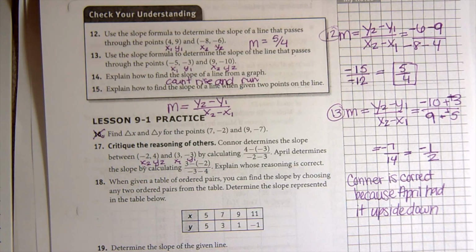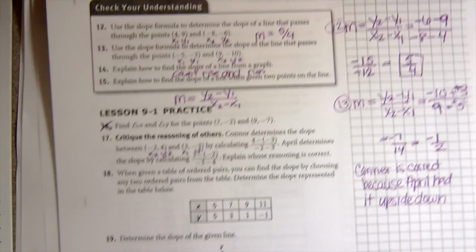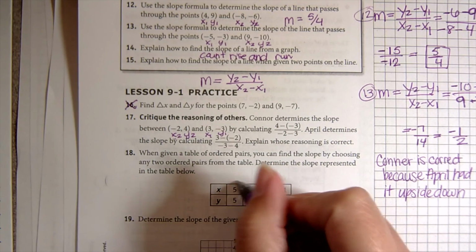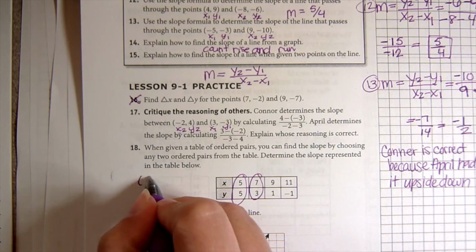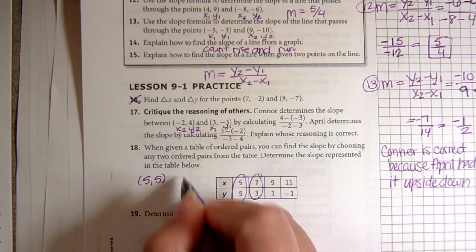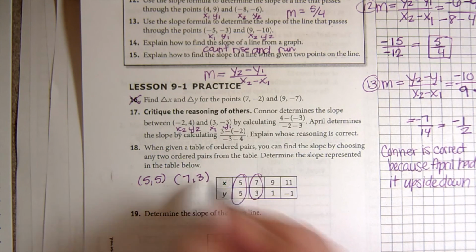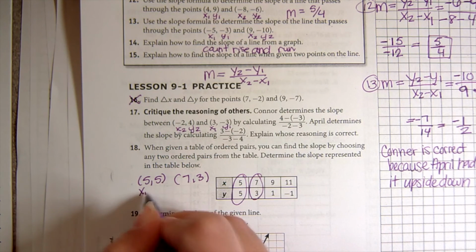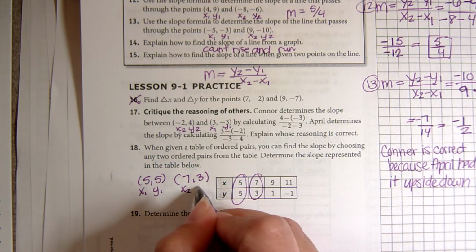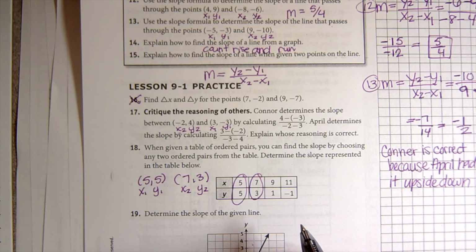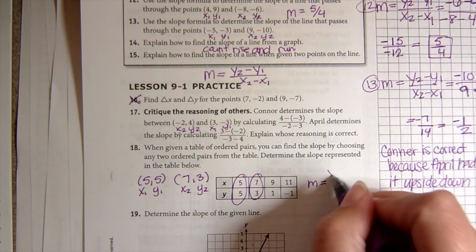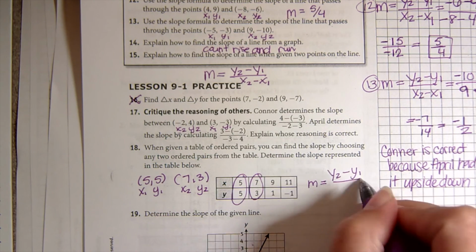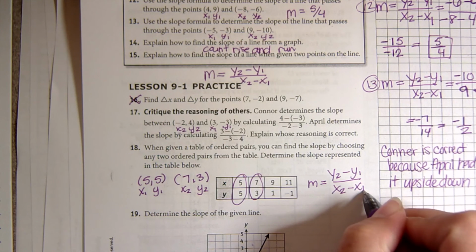Number 18, they are giving you a table with no graph and they are asking you to find the slope. You can choose any 2 points you want off of this table. I'm going to choose the first 2 to make it easy on myself. So I'm going to rewrite this. I have 5, 5, and I have 7, 3. So I'll label them x1, y1, x2, y2. And then I plug it into my formula. So m equals y2 minus y1 over x2 minus x1.